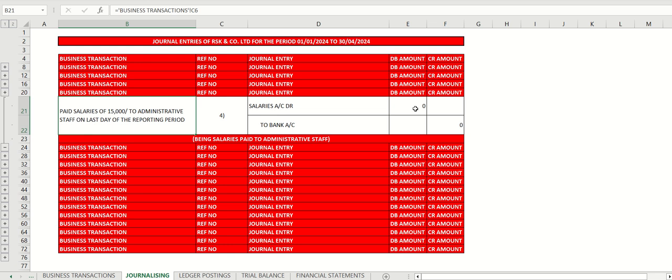journal entry would get created when the expense gets incurred. So how much amount of salaries did this RSK and Co pay? 15,000, right?